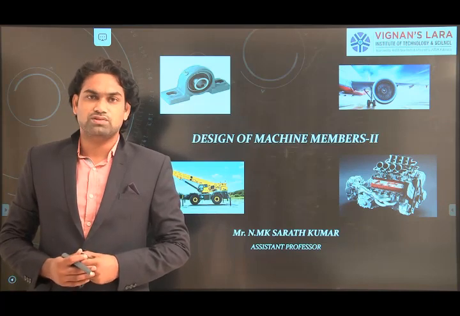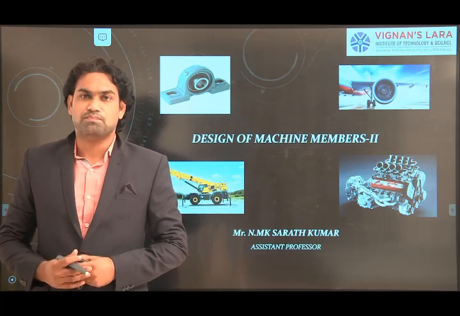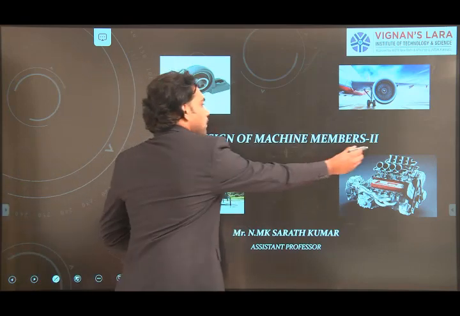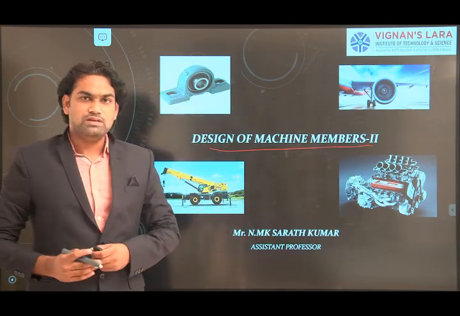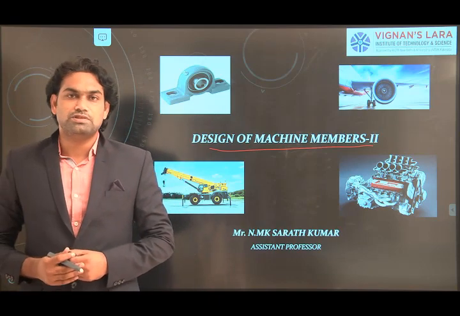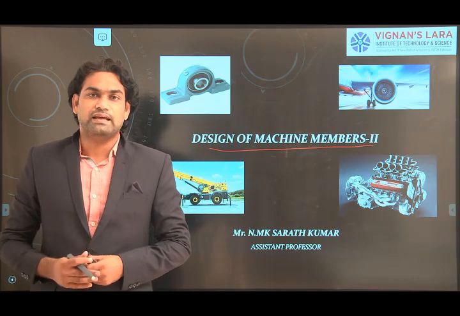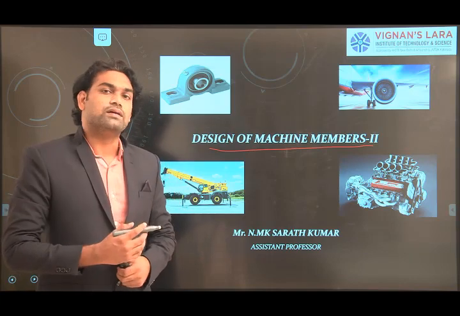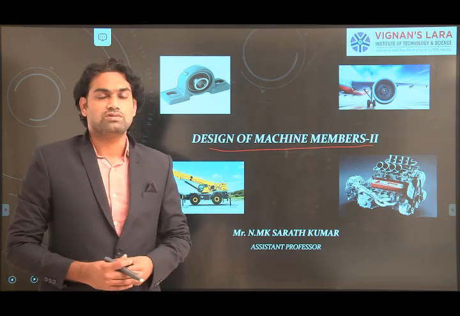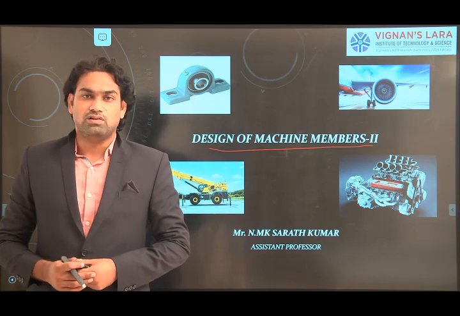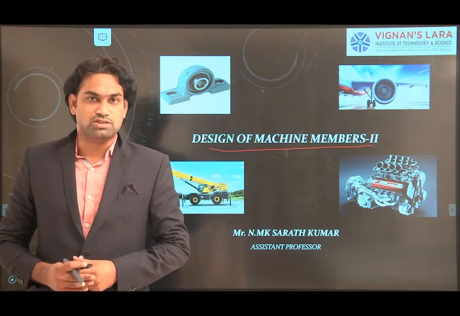This is the continuation course for DMM 1, that is Design of Machine Members 2, shortly called DMM 2. In this course, whatever principles and criteria we studied in DMM 1 are applicable, and many of the components are also going to be designed using those principles.